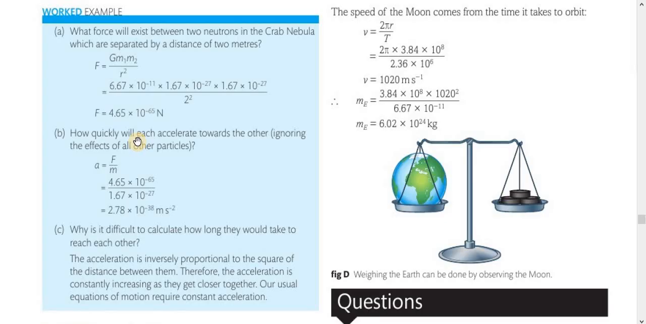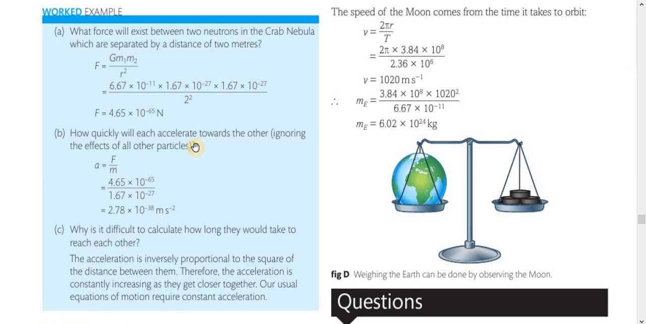Part B, how quickly will each accelerate towards the other, ignoring the effects of all other particles? Now we assume that only these two neutrons are there. There are no other particles, we assume, because if there are other particles, there will be a gravitational force of attraction exerted on these neutrons by the other particles also. So here in part B we assume there are no other particles.